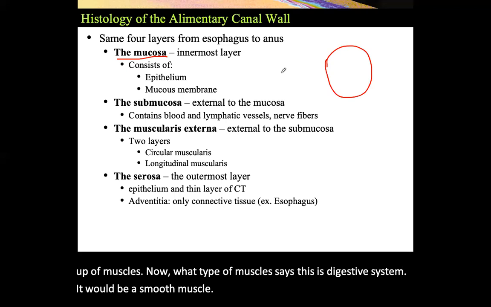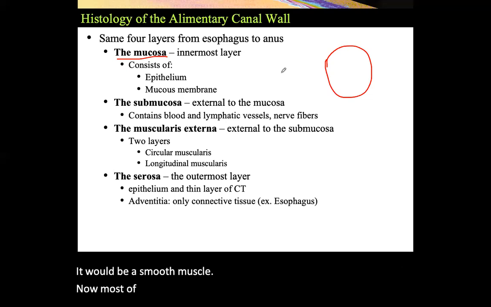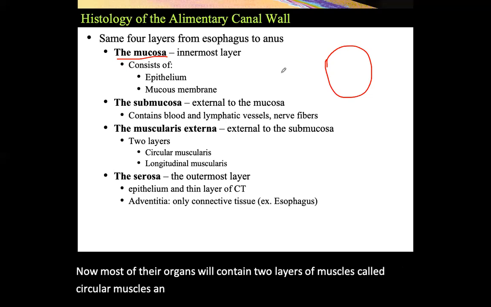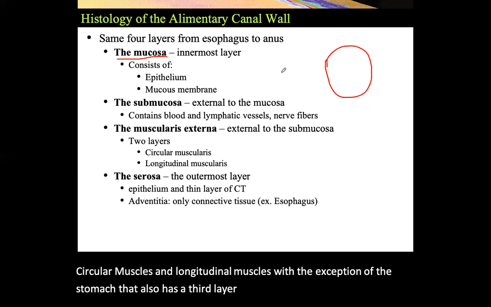Now, most of the organs will contain 2 layers of muscles called circular muscles and longitudinal muscles, with the exception of the stomach, which also has a 3rd layer called oblique muscle.